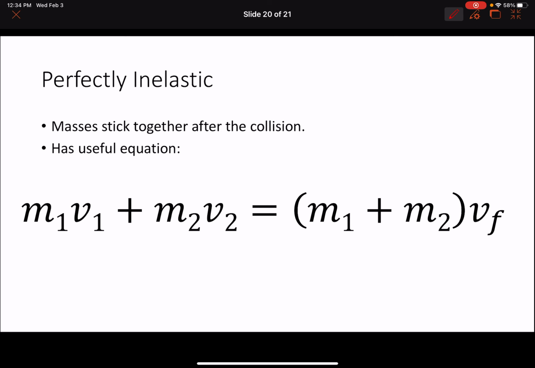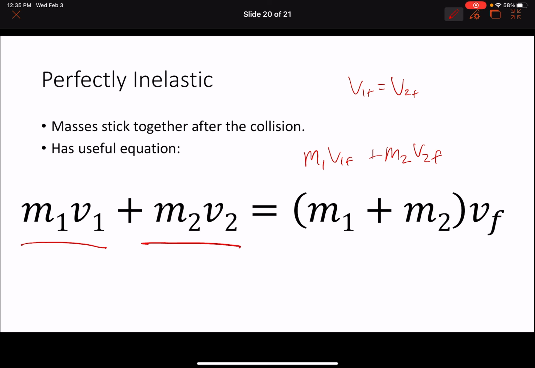And so if we have two masses beforehand, this is the way we would do conservation of momentum. But if the masses are the same, we would normally write this, right? We would normally write m1 v1 final plus m2 v2 final. But if the velocities are the same afterwards, that means v1f is equal to v2f.